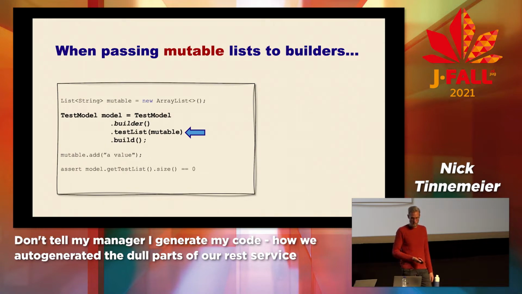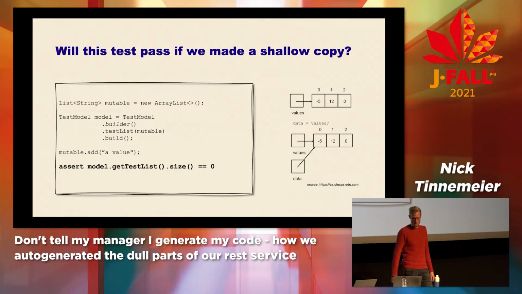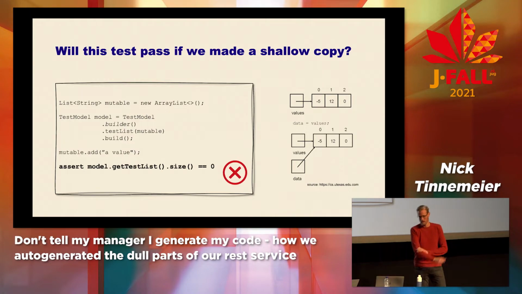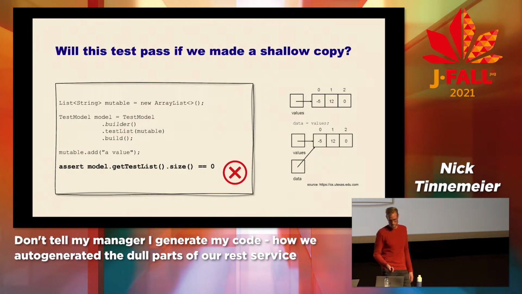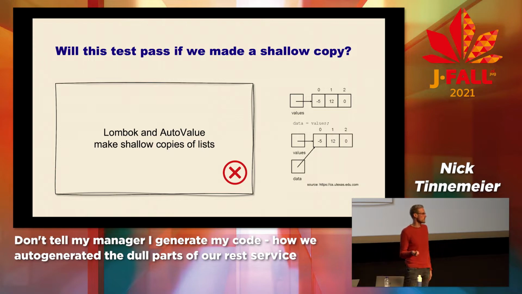So, like I said, here we're passing this mutable empty list to the builder. Now when we add an item to this list, then question to you: will this test pass if we made a shallow copy of the list? Raise your hands if you think it doesn't. Nice. It doesn't. The size will be 1 because you're basically changing the same list. So under the hood, your model has the same list. And it's good to know that Lombok and AutoValue both make shallow copies.